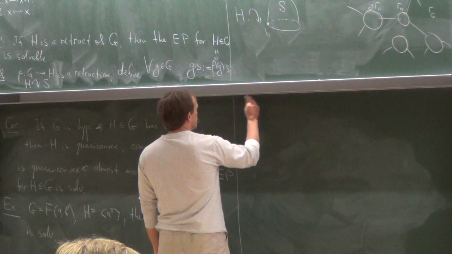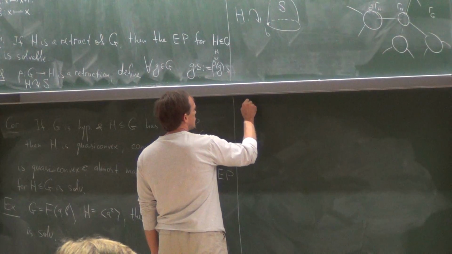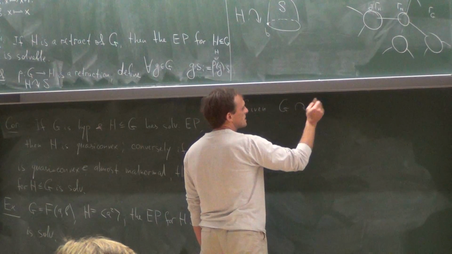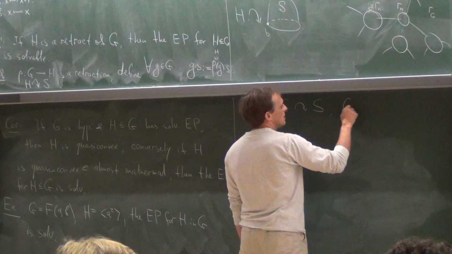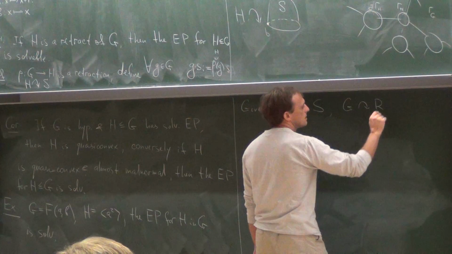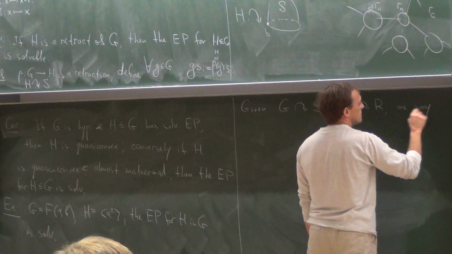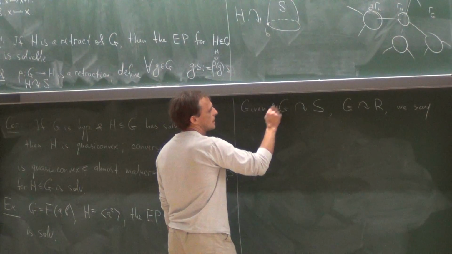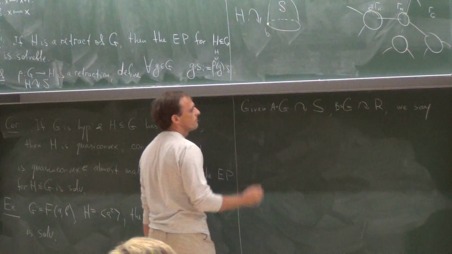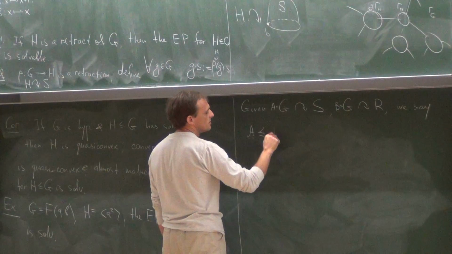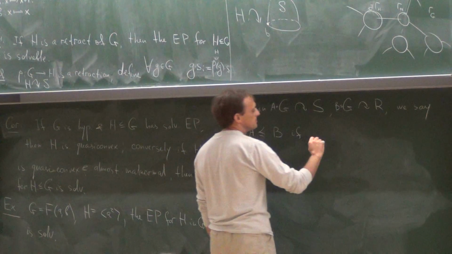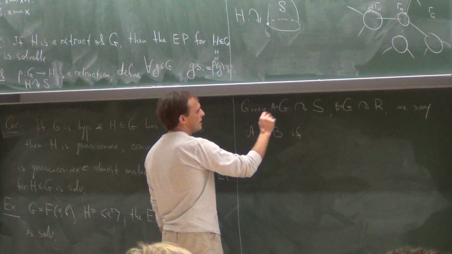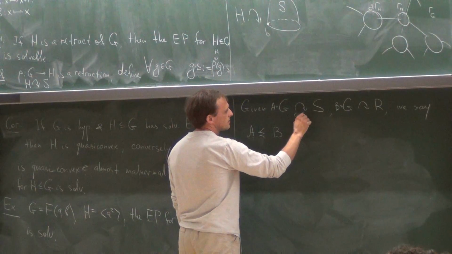So here is the definition. Let's say that, given two actions of the same group, G on S and G on R, we call the first action A and the second action B. We say that A is smaller than B if the actions are coarsely bounded.